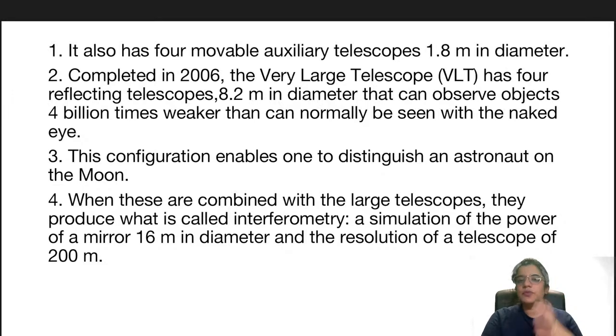So second option says the VLT has 4 reflecting telescopes. First option says it also has 4 movable auxiliary telescopes. Then we go on by saying that when these are combined, अब ये these किसके लिए है? Auxiliary telescopes के लिए, something that's given to you in the first option, right? So when these auxiliary telescopes are combined with the large telescopes, they produce what is called interferometry, a simulation of the power of a mirror 16 meter in diameter and the resolution of a telescope of 200 meter. So 2, 1, 4, and then in the end we are going to have 3, which says this configuration. Which configuration? The configuration that's being given to you in the fourth option. So this configuration enables one to distinguish an astronaut on the moon.